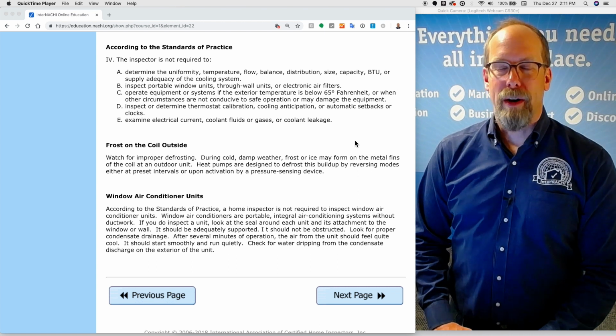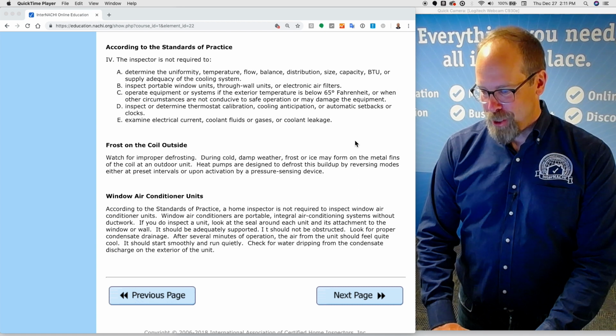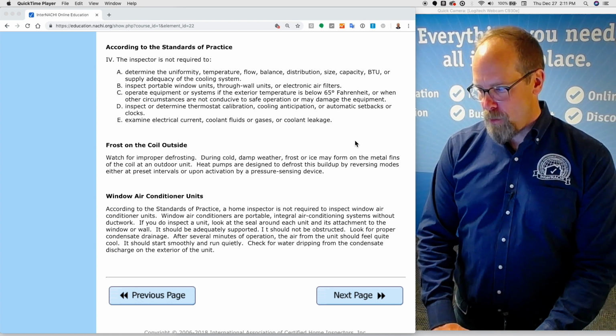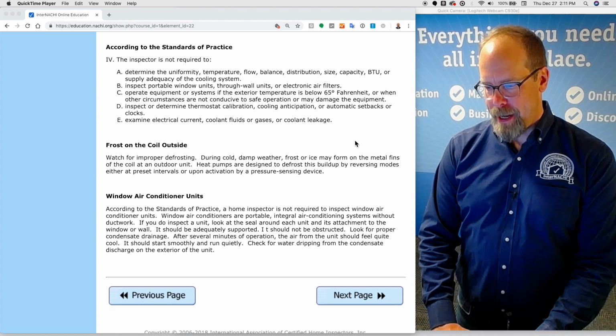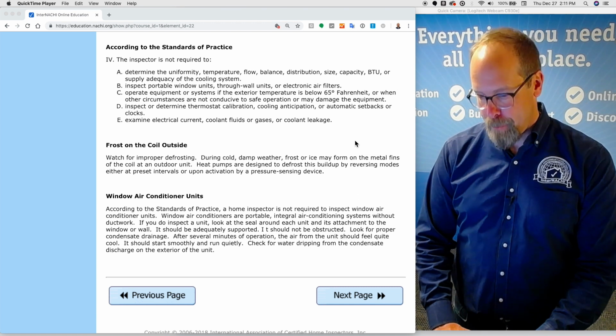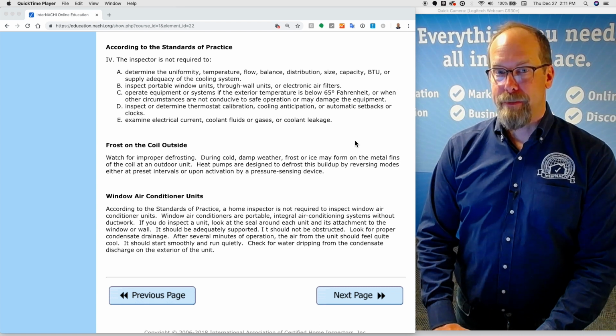Frost on the coil outside. Watch for improper frosting. During cold, damp weather, frost or ice may form on the metal fins of a coil at an outdoor unit. Heat pumps are designed to defrost this buildup by reversing modes either at preset intervals or upon activation of a pressure-sensitive device.